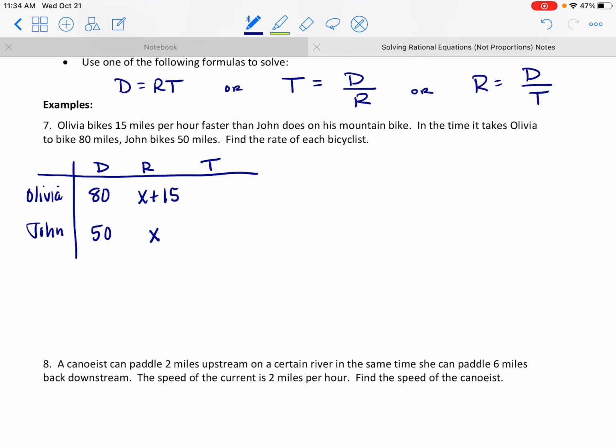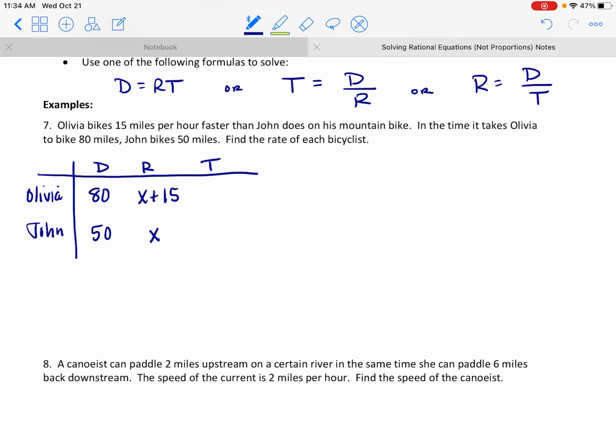we are going to decide which formula we want to use. Okay? Since I don't want to introduce another variable. It says in the time it takes Olivia to bike the 80, John bikes 50, but I don't know how much time that is, and I don't want to put another variable into that column.